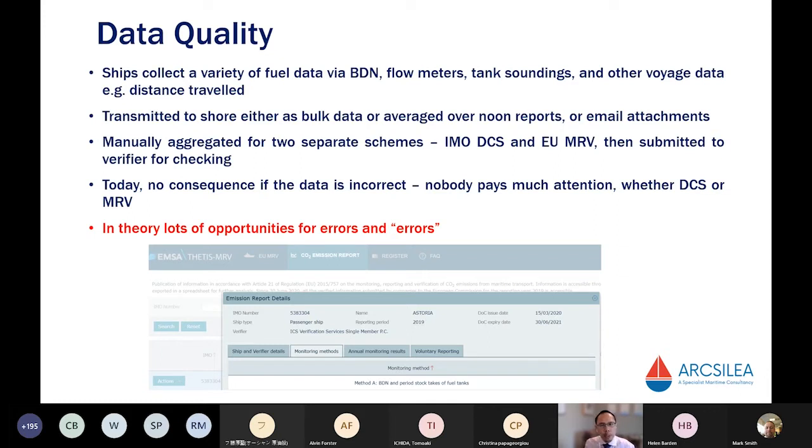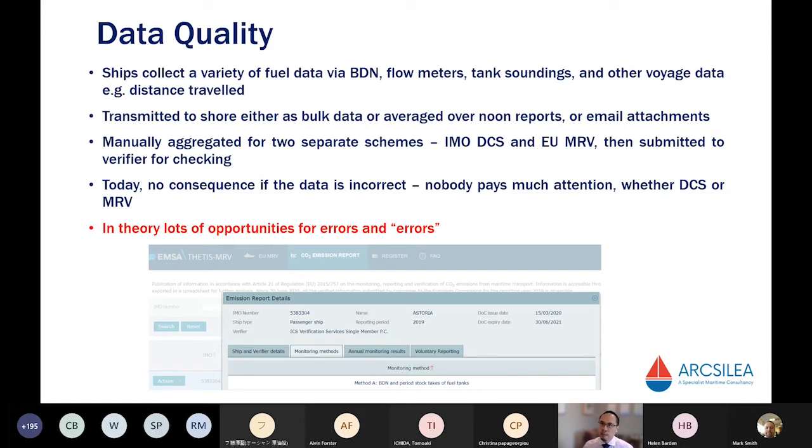So today, ships collect a variety of fuel data via BDN, flow meters, tank soundings, and other voyage data, such as distance traveled. These are transmitted to shore, either as bulk data or averaged over noon reports or email attachments. And then they're manually aggregated into two similar but separate schemes, IMO DCS and EU MRV, and submitted to the verifier for checking.